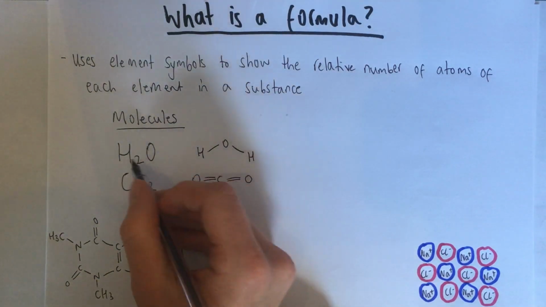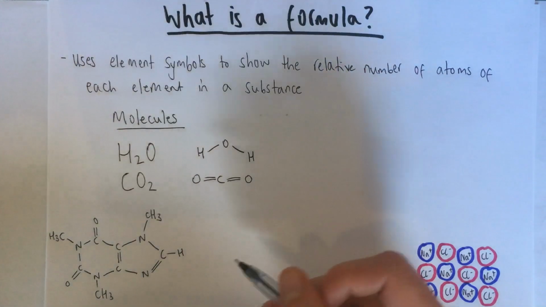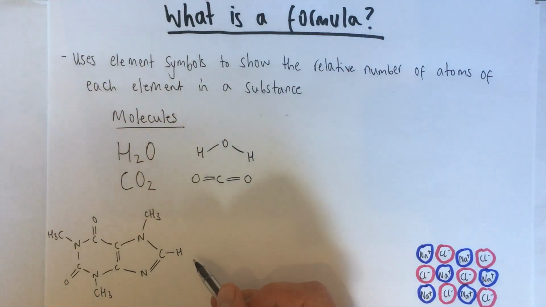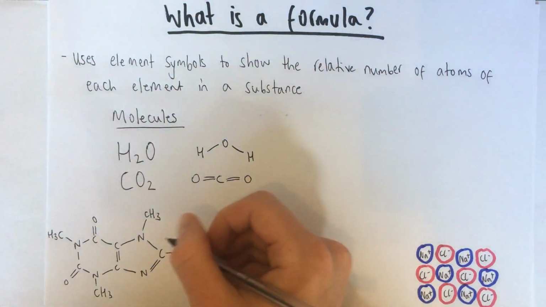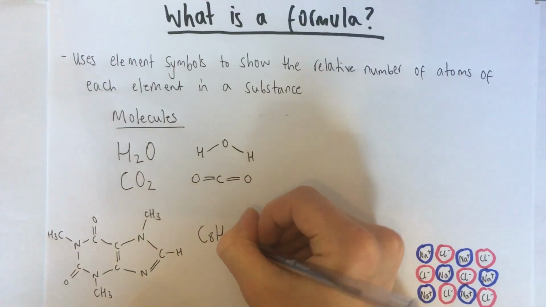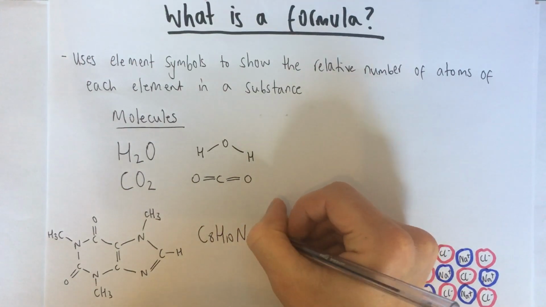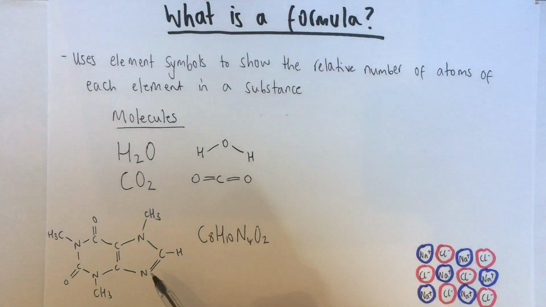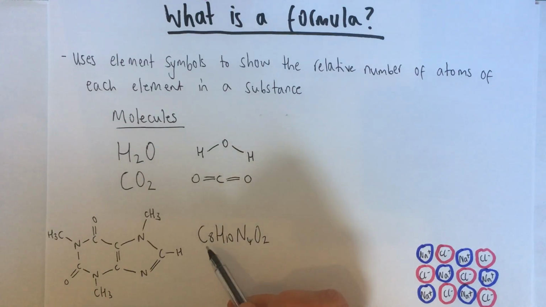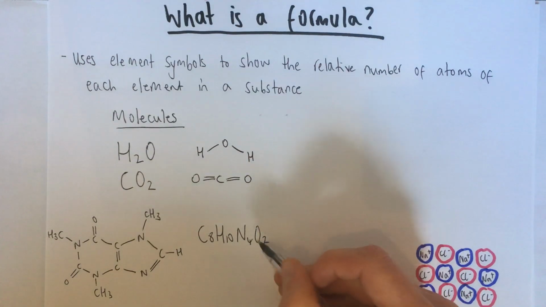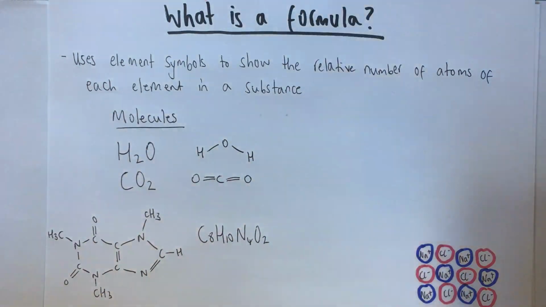So there's the formula for these molecules. Just to show that it can be the same for more complicated examples, this is still a molecule, it's much bigger. This is caffeine, and the formula for that would be C8H10N4O2. You can see that if you count the different types of atoms in that molecule. So we know that for caffeine, every single molecule has exactly 8 carbon atoms, 10 hydrogen atoms, 4 nitrogen atoms, 2 oxygen atoms.